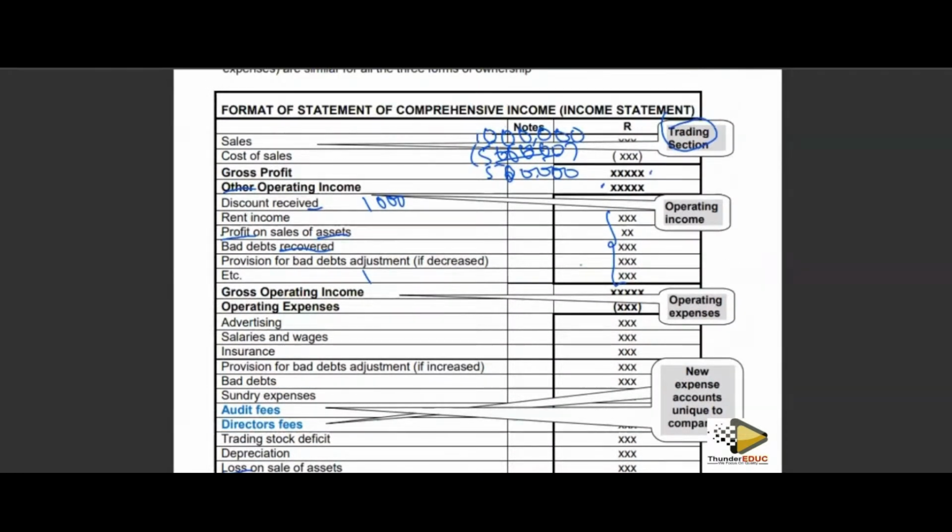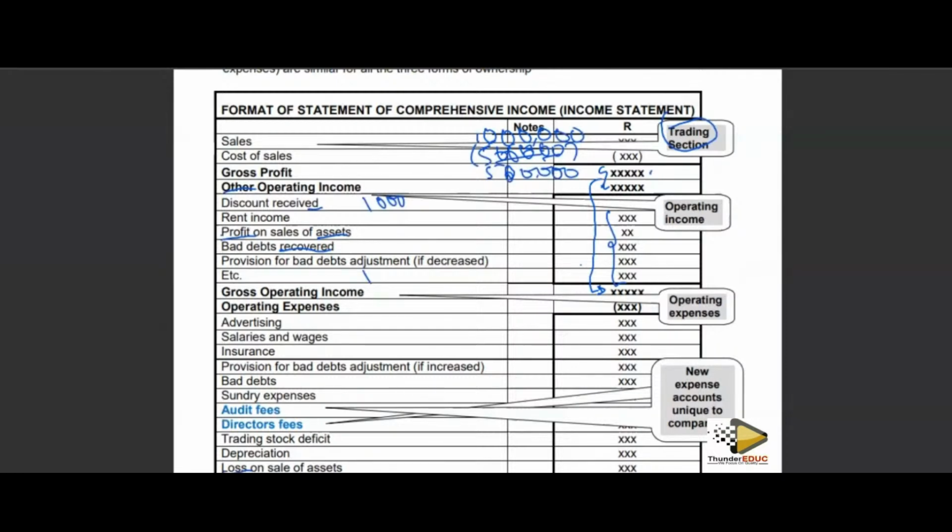Then after getting our other operating income, we add it to the gross profit we had here. We add it to this total we have got after adding. So these two, when we add them together, this plus this, give us the gross operating income. The gross operating income includes these two sections, the trading section and operating income. Then that's where we get this total here.